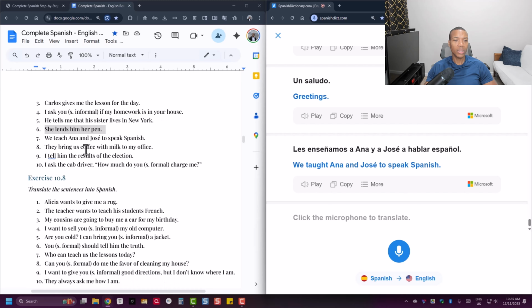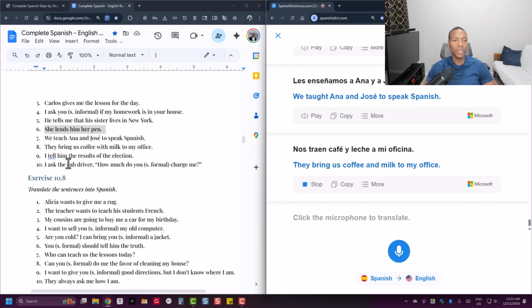They bring us coffee and milk to my office. Nos traen café y leche a mi oficina.